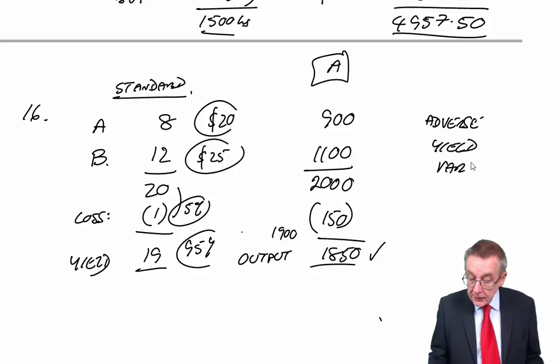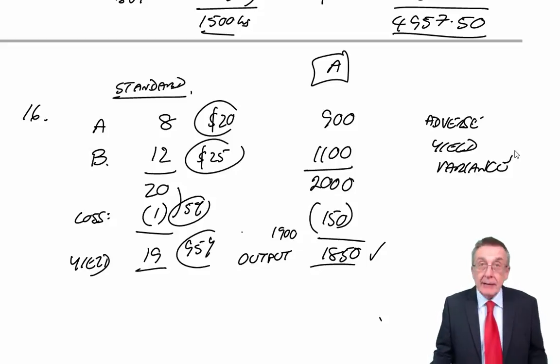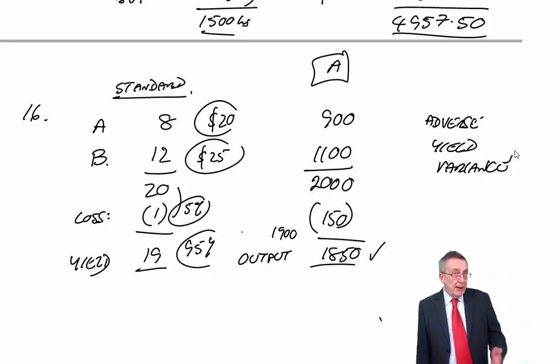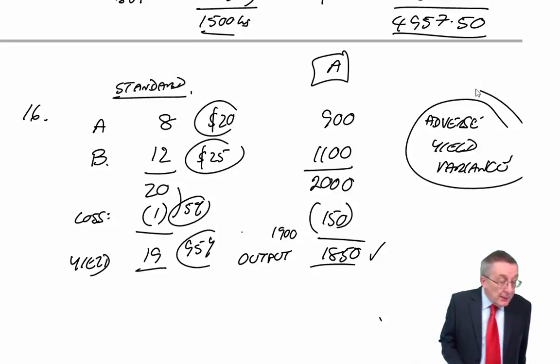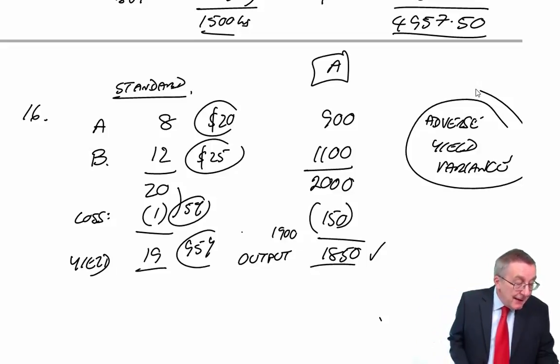So immediately we know there's an adverse yield variance. We don't need to do any of the detailed arithmetic that you'd normally expect to do in a mix and yield. That should be immediately obvious from reading. However, what about the mix variance?